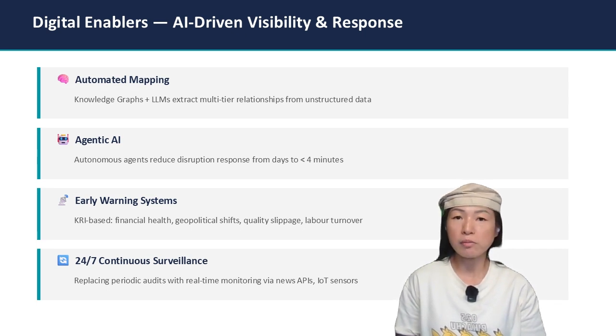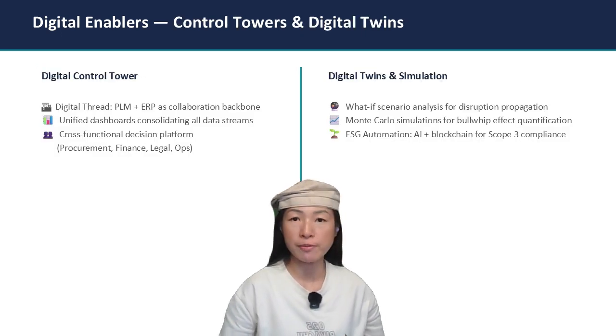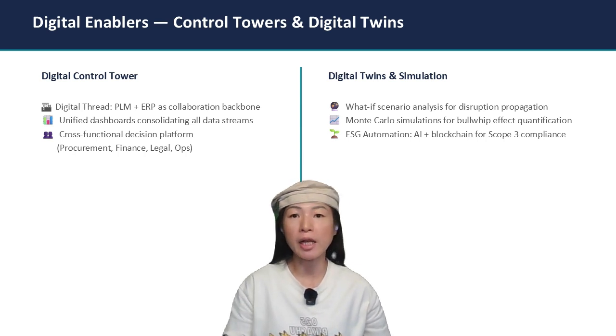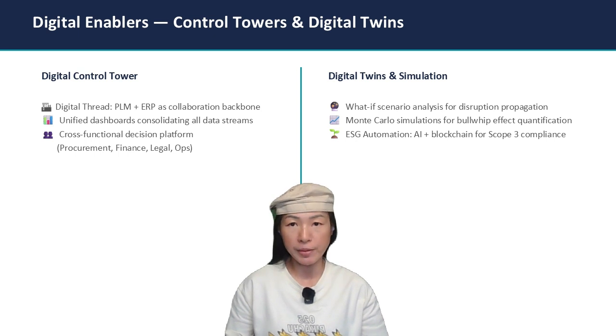Early warning systems track key risk indicators continuously: financial health, geopolitical shift, quality slippage, labor turnover, flagging vulnerabilities before they manifest as operational crises. This replaces periodic audits with 24/7 continuous surveillance. Two digital capabilities deserve special attention. First, digital control towers, centralized decision hubs that link product design, manufacturing, and procurement data through a seamless digital thread using PLM and ERP systems.